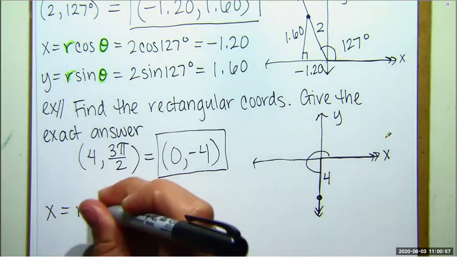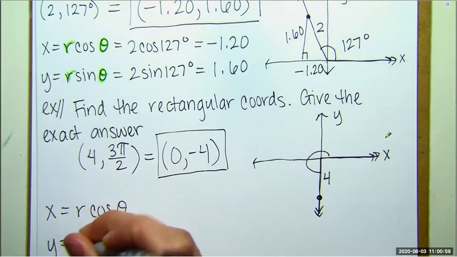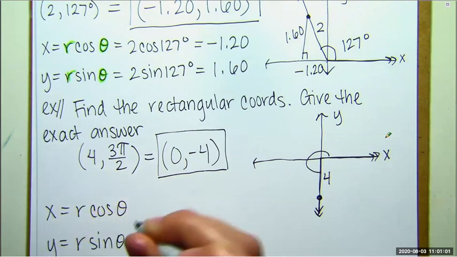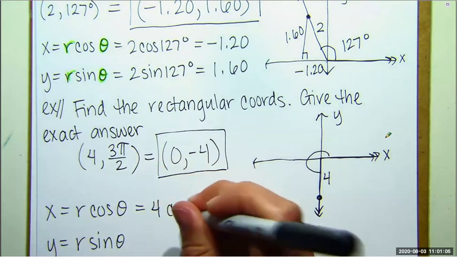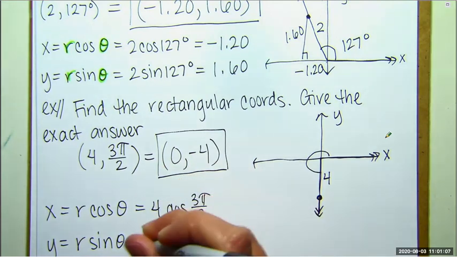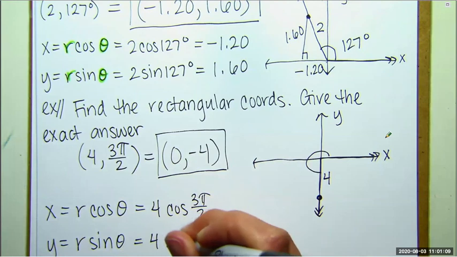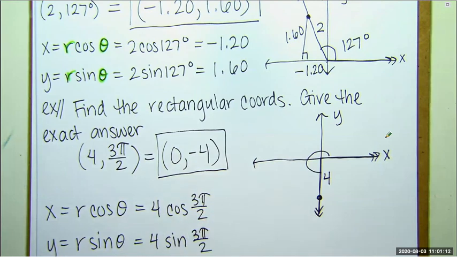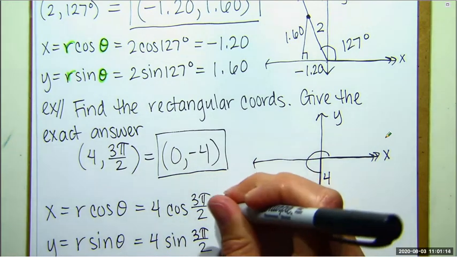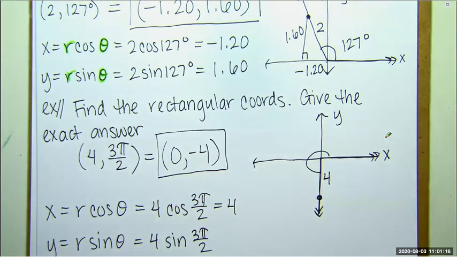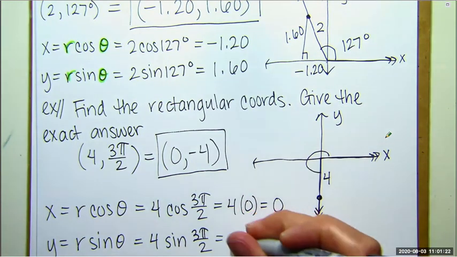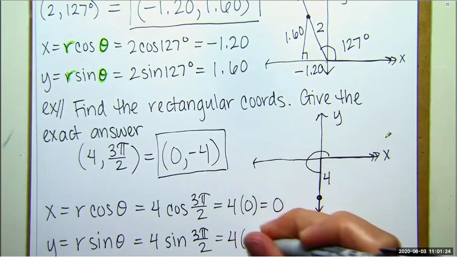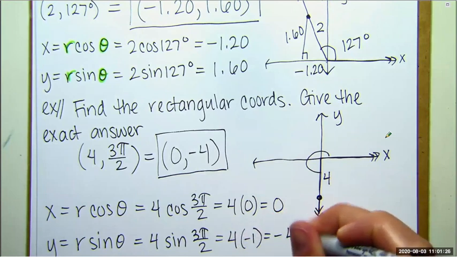X is equal to r cosine of theta, and y is equal to r sine of theta. So here r was 4. And theta is 3 pi over 2. Okay, so here's where we go back to learning how to evaluate these quadrantal angles. So cosine of 3 pi over 2 is 0. So that gives us our 0. Sine of 3 pi over 2 is -1. That gives us our -4.